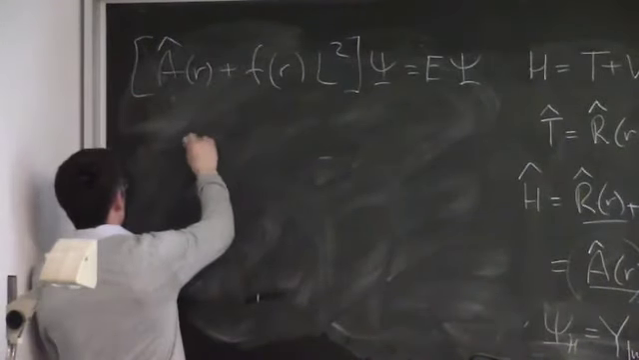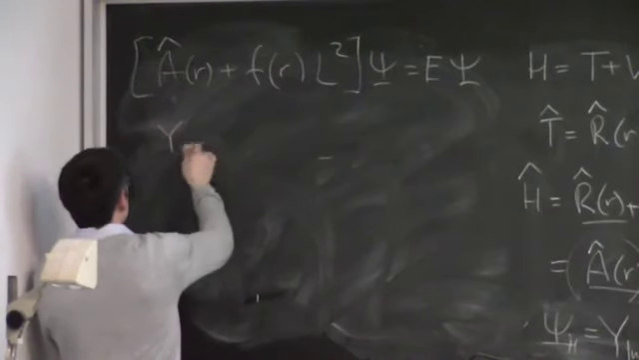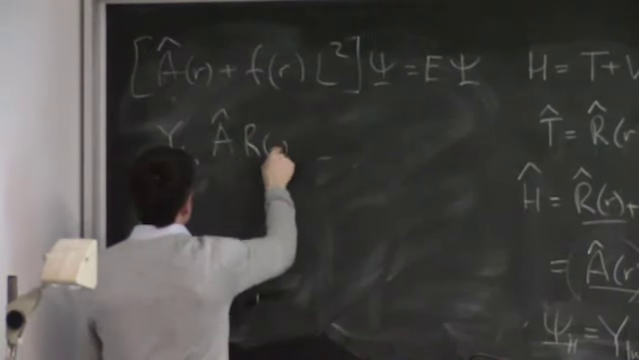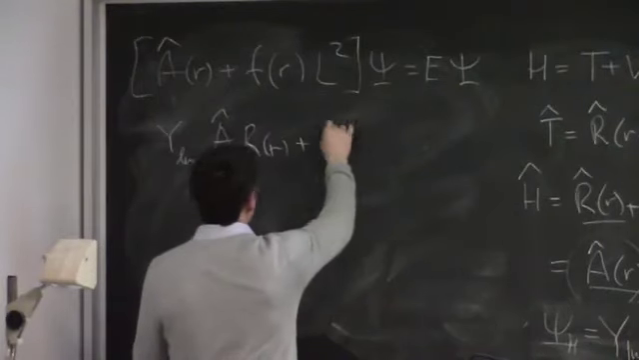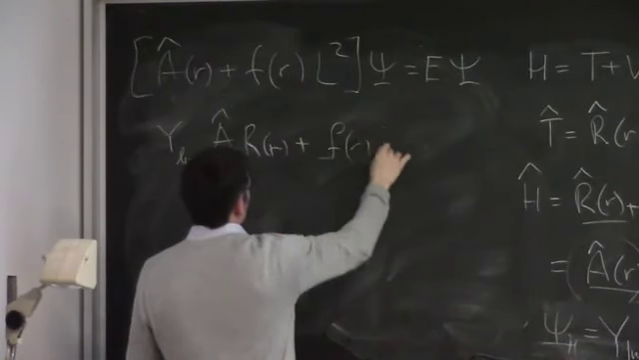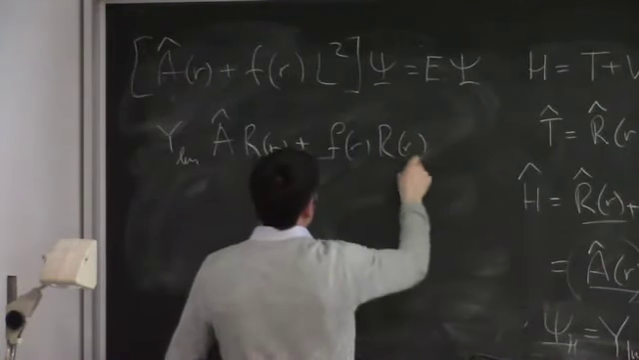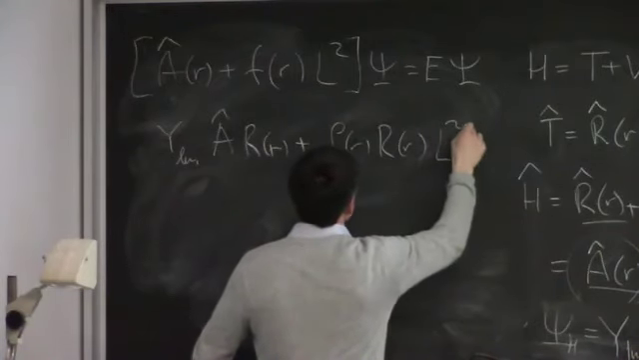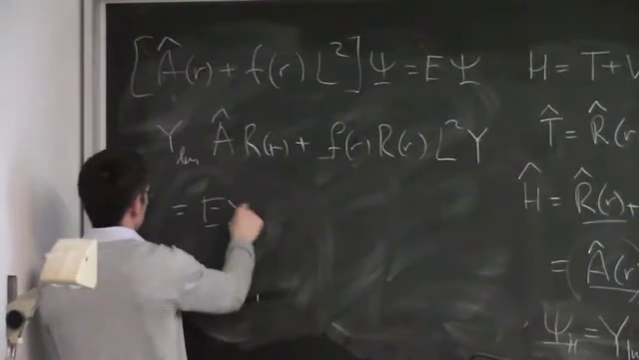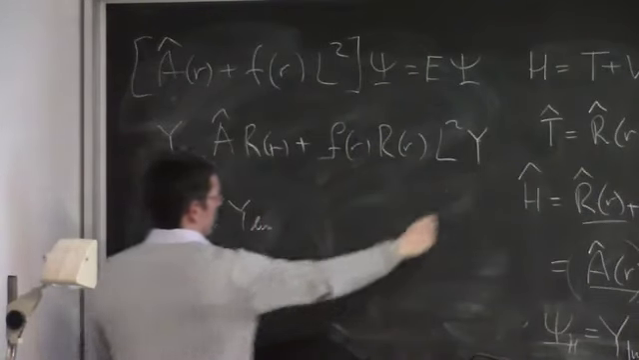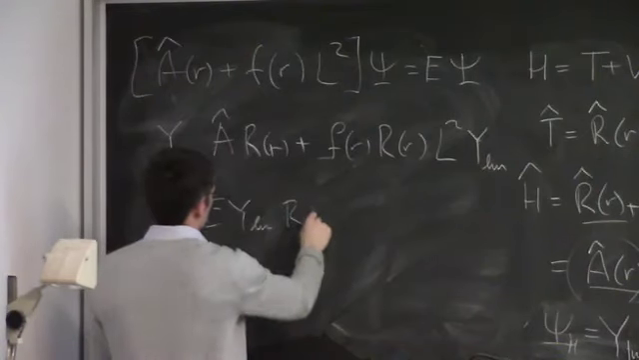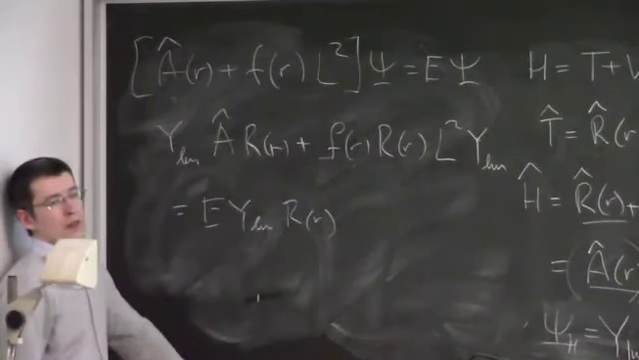So then we have Y_lm acted on by the radial operator, plus f of r times L squared Y, equals E Y_lm times R. Right, so what can we simplify here?